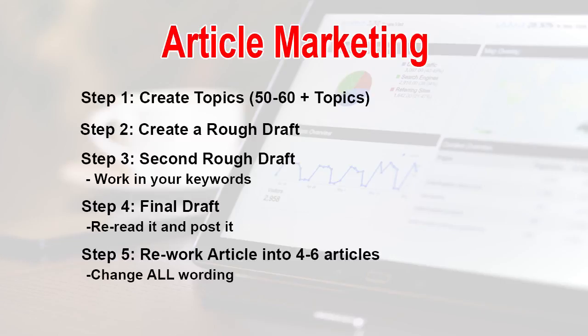And then step five is we're going to rework that one article into 4 to 6 more articles. All right, but here's the key: we're not going to keep the same information. We're actually going to change all the wording throughout the article. Very important that you don't keep paragraphs. You just basically use it as a template to rewrite it again. And that's just going to save us a lot of time to be able to create more and more articles about the same topics and using the same keywords, but having fresh content. Because remember, the search engines love fresh, new, and original content.